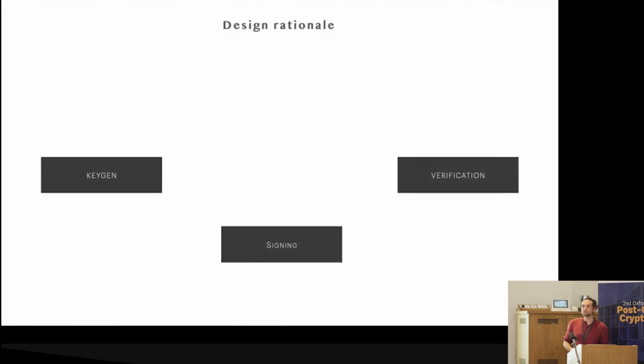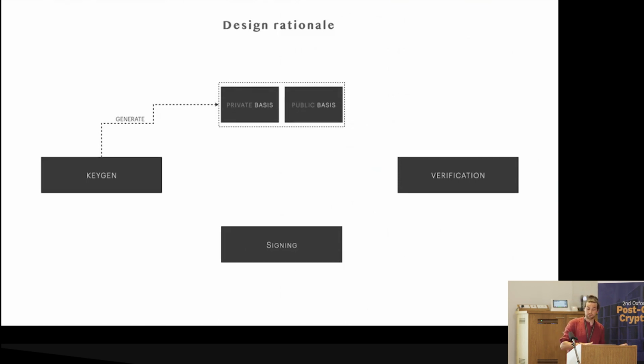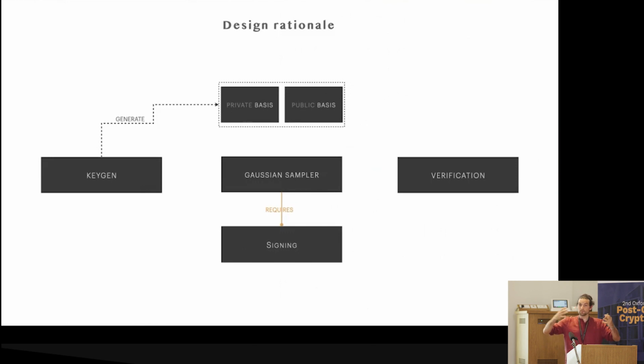Okay, so now we can move on to the rationale of constructing this hash and sign. You have 3 main ingredients: the keygen, the signing, and the verification, 3 polytime algorithms. The keygen will generate the private basis and the public basis. The signing will require some Gaussian sampler, which should be sharp, as I said. And you want the Gaussian sampler to have a good private basis to sample sharply. Okay? And verification will require the knowledge of a public basis. Okay, that's the rationale.